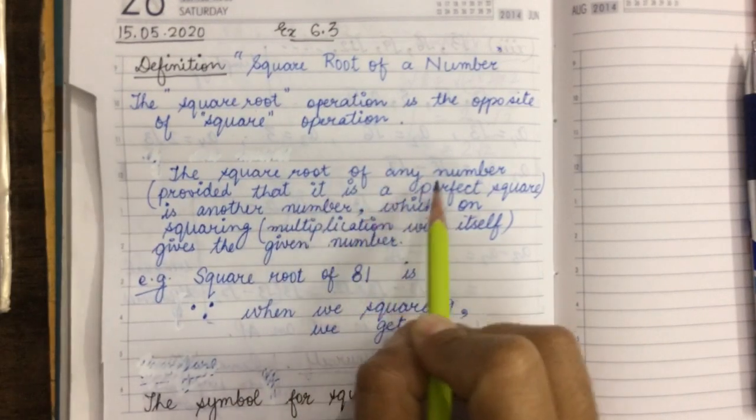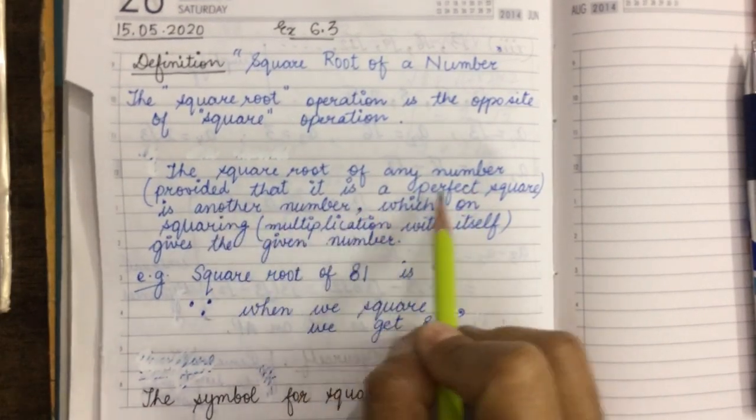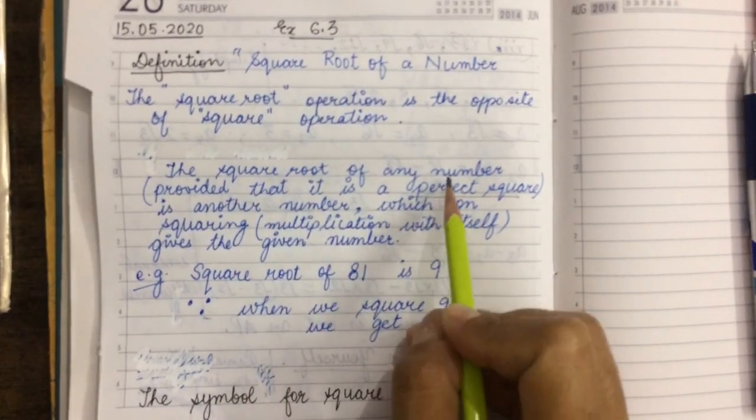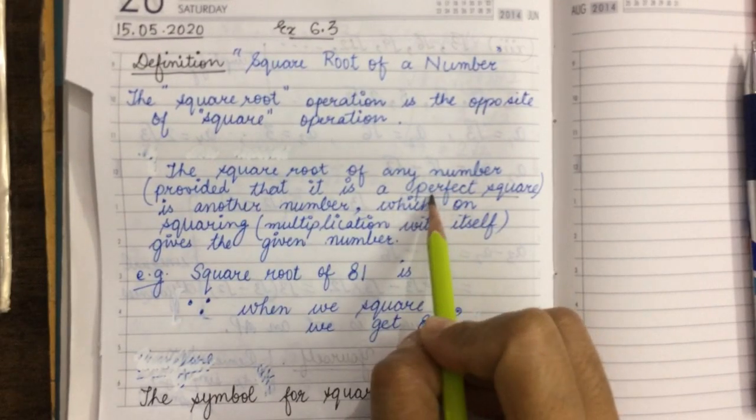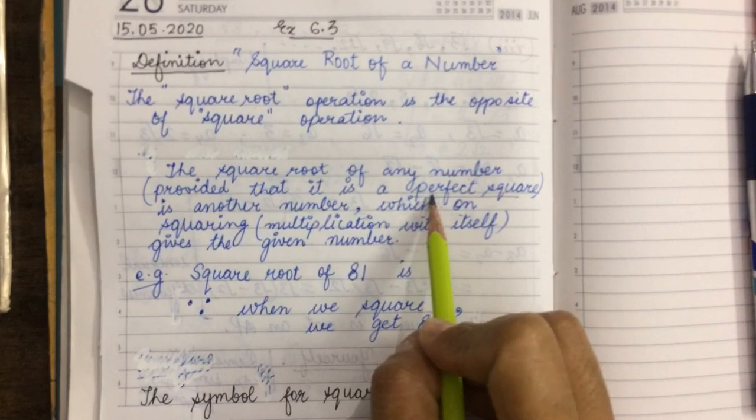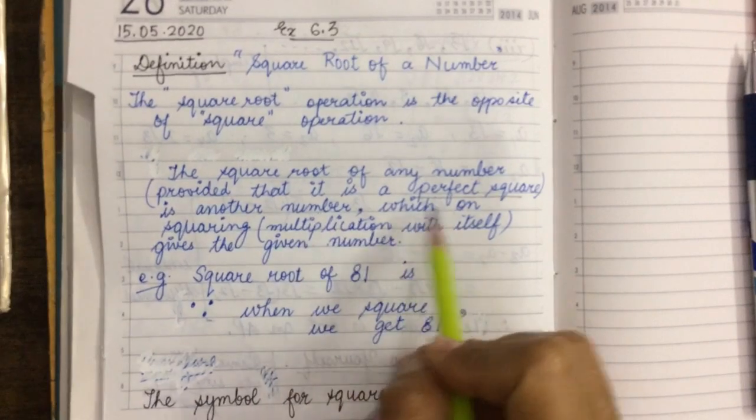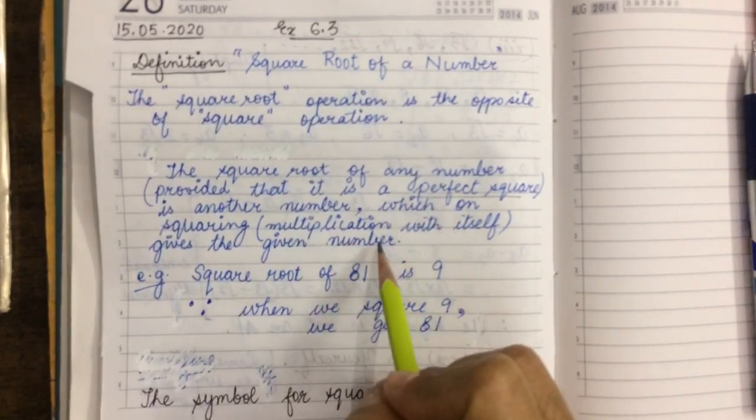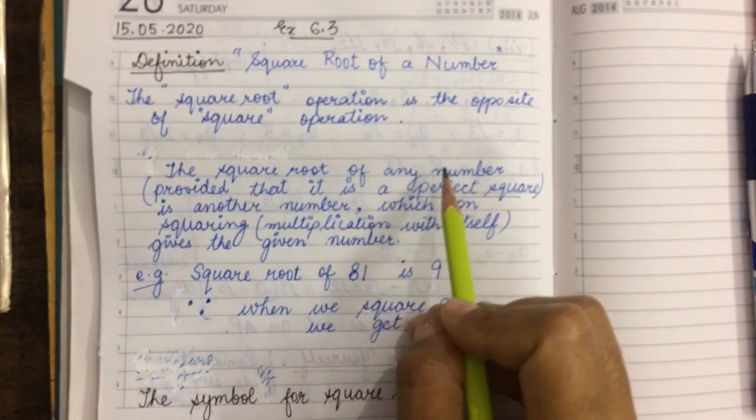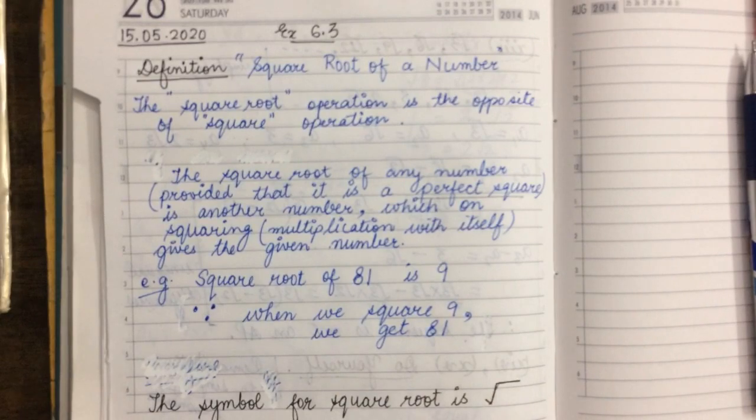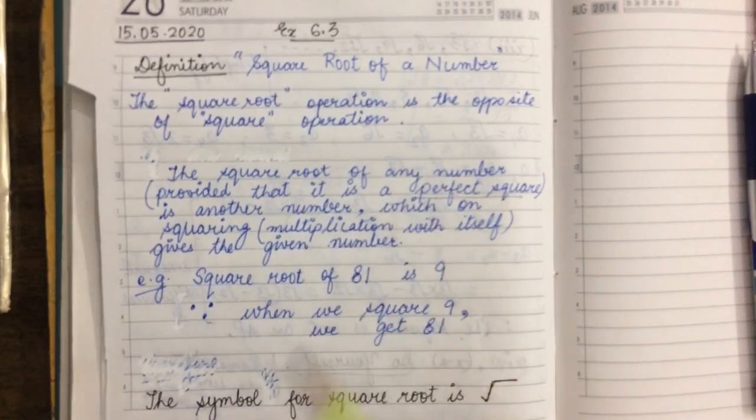So, square root of any number, provided that it is a perfect square. So, we can calculate the square root if the number that we have been given is a perfect square. Otherwise, we will get approximate answer, not exact answer. So, square root of any number is another number which on squaring gives the given number. So, if you have been given any number, then you are looking for some other number, and that other number when squared will give you the answer as the number given in your question.